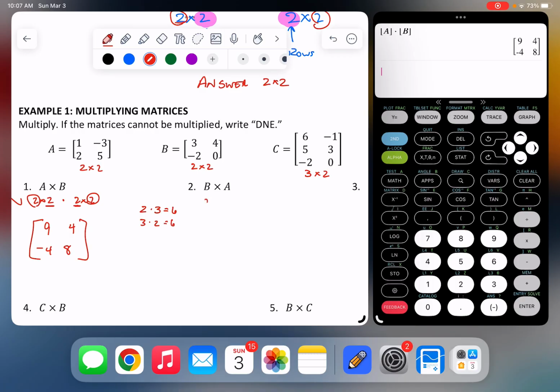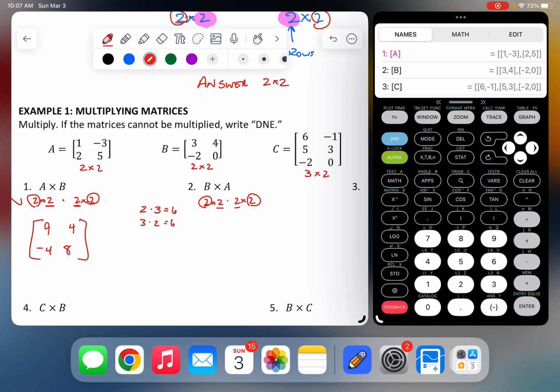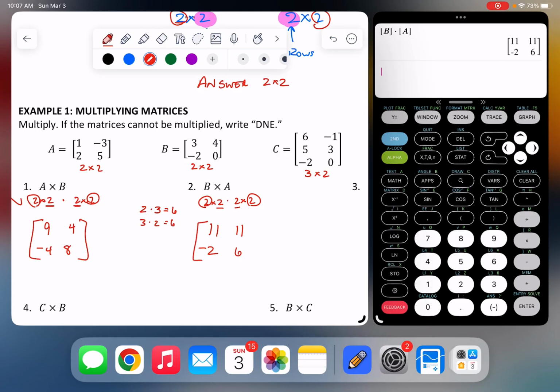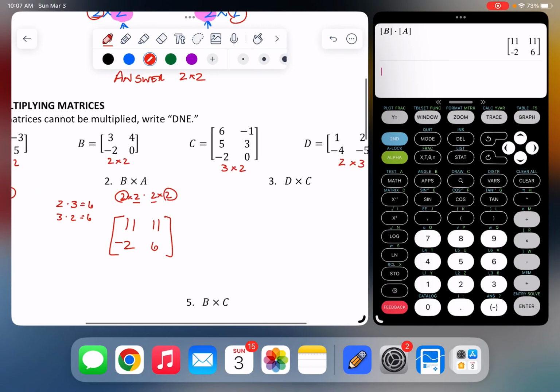But if we look, B is 2 by 2, A is 2 by 2. So again, those match, so we're good. The answer is going to be a 2 by 2. So let's see. Second matrix B times second matrix A, and we get a 2 by 2. And if we look again, A times B is not the same as B times A. So you've got to be careful how you're putting stuff in there.